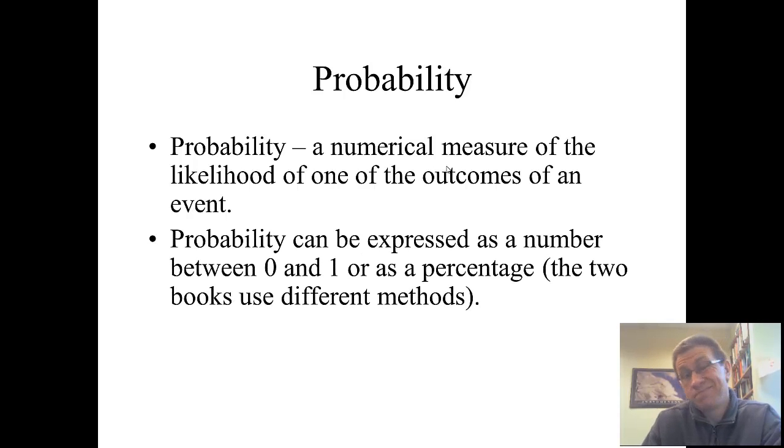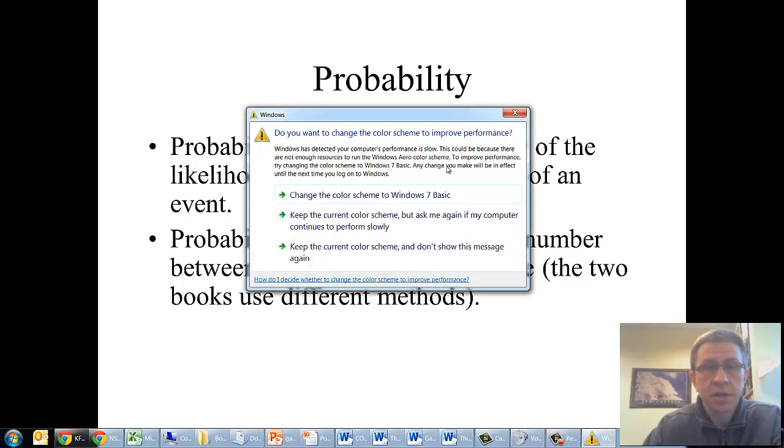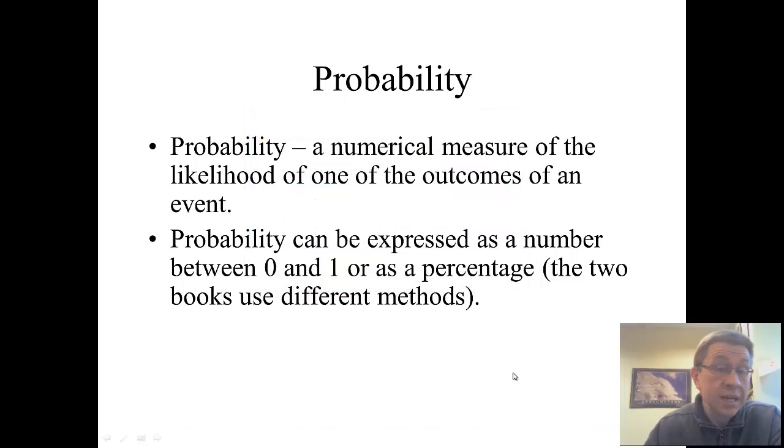Well, this could be expressed as a number between 0 and 1. So the chance of me showing up for the next lesson is 0.96. I don't know, probably higher than that. Or as a percentage, right? 96%. Books could use different methods. Sometimes I'll even go between them. It really doesn't matter. When you're doing a problem, just be consistent. If you want to use percentages, that's fine. If you want to use a number between 0 and 1, that's fine. Either way works. Just be consistent.